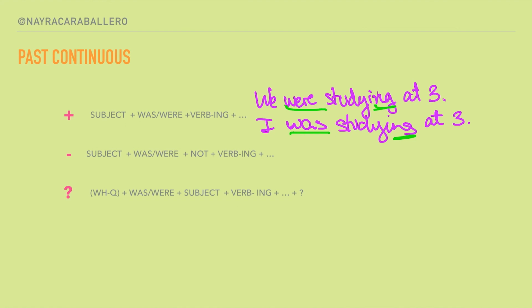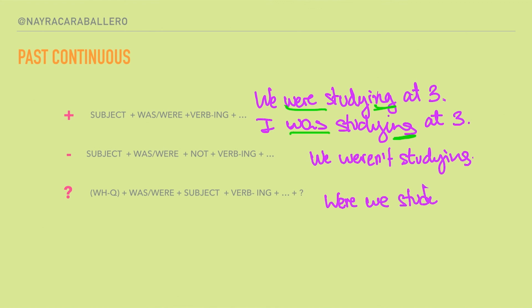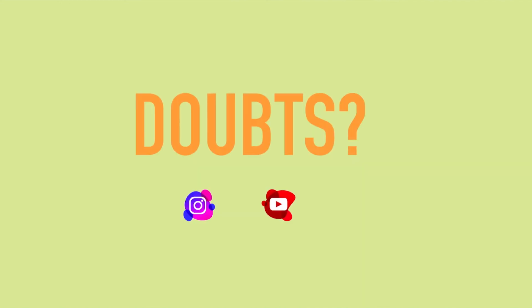And in the case of the negative, we just add a not after was or were. So it would be we weren't studying, or in the case of the questions, were we studying? Okay, so that's it. If you have any doubt, you can ask me in class or through comments here in this channel, okay?